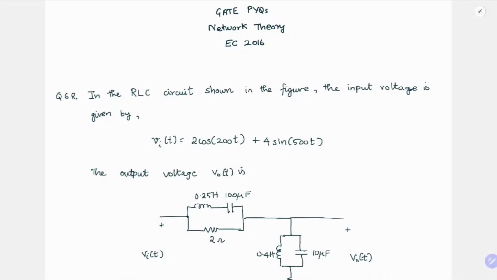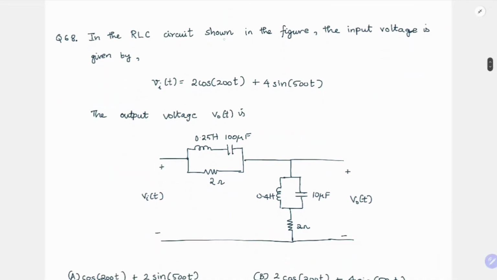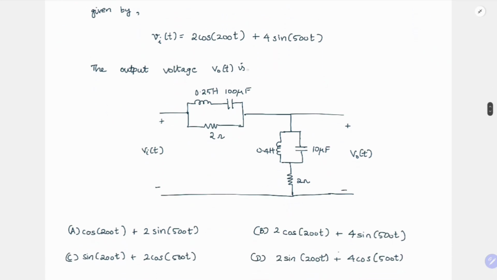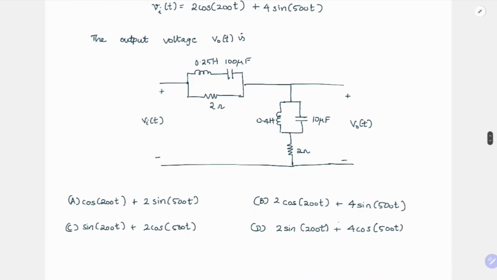Guys, welcome back. So here we have another question from GATE 2016 on network theory. In the RLC circuit shown in the figure, the input voltage is given by Vi of t is equal to 2 cos 200t plus 4 sin 500t. The output voltage V of t is, and they have given 4 options.